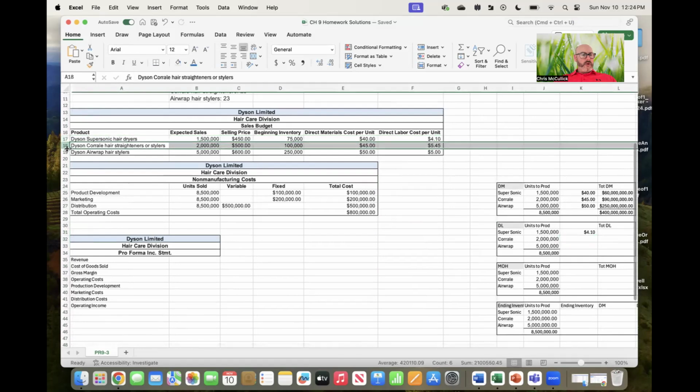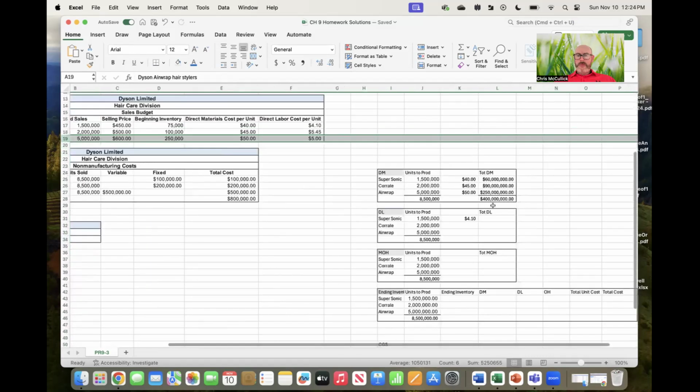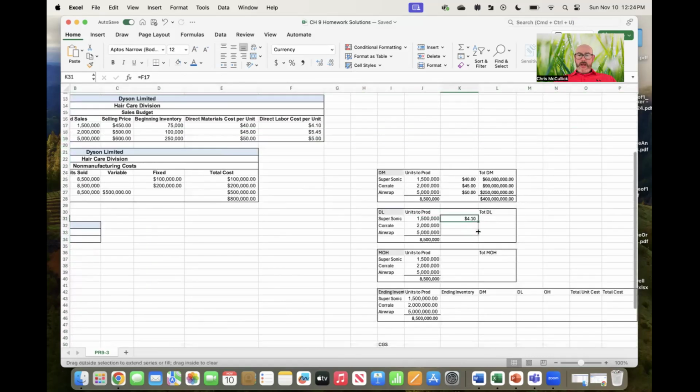Supersonic, the Corral, the Air Wrap. Anyway, these are the products that we produce. So I've got this linked here. Now I should be able to drag it down, 5.45 and then 5. That looks good. I'm going to extend the cost by multiplying them together. These are units produced times our direct labor cost per unit. Extend that, sum it. Now we've got our total direct labor costs. Add in formatting to show it's a total.